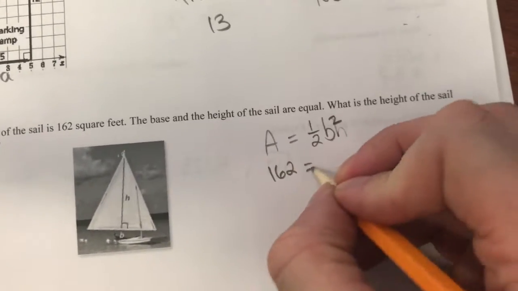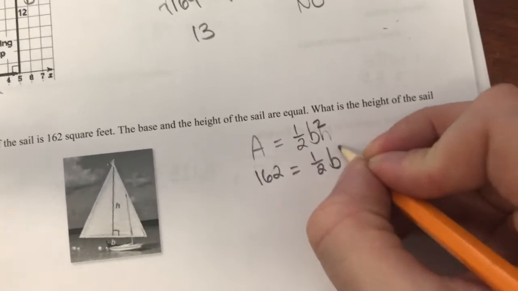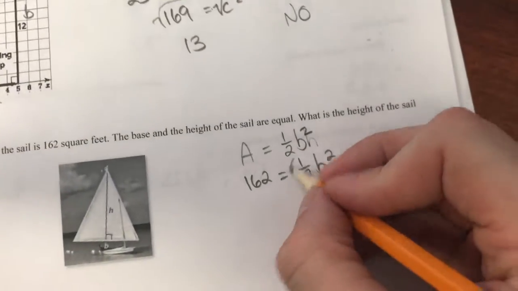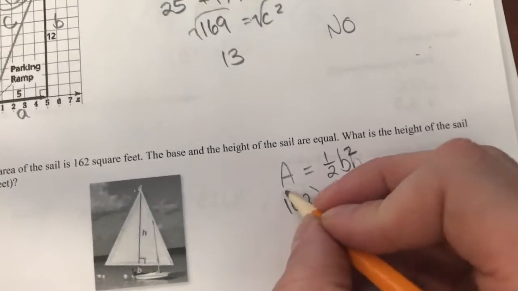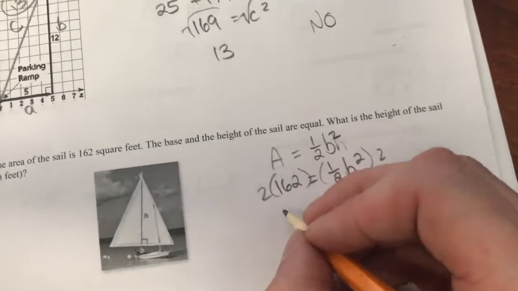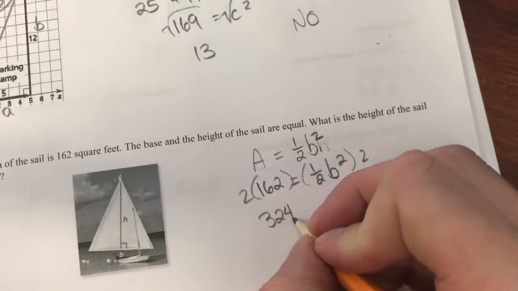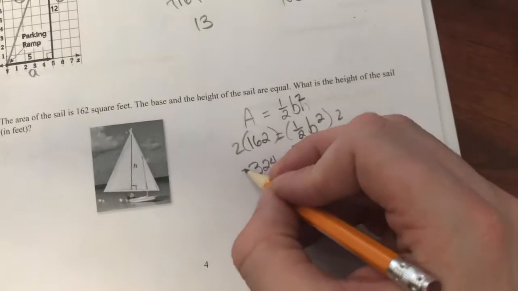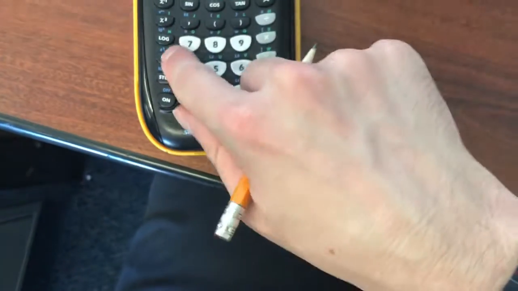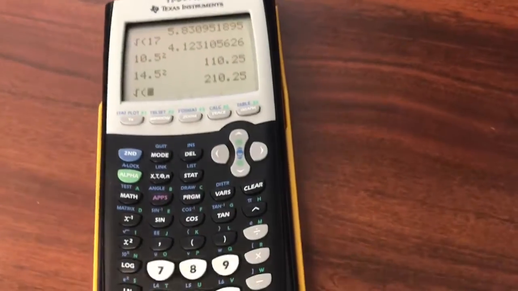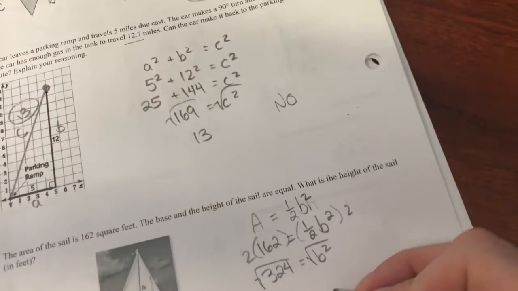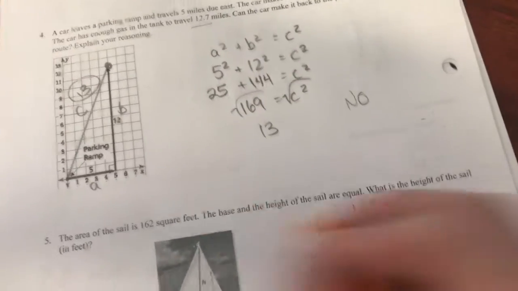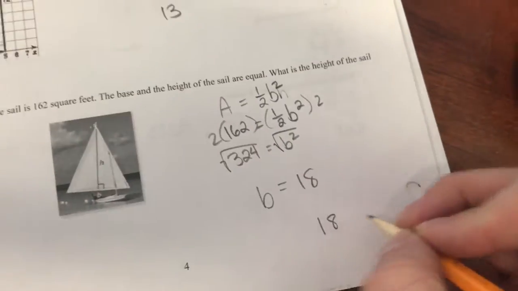I'm going to replace 162 with 1/2 b squared. I have to multiply both sides by 2. That's how I get rid of the half. That ends up being 324 equals b squared. Take the square root, because I have to get b all by itself. The square root of 324 is a perfect 18. B equals 18, which is the same as the height, so 18 feet.